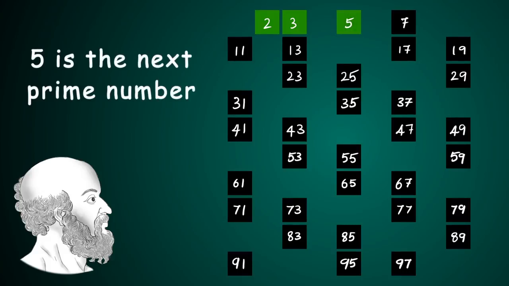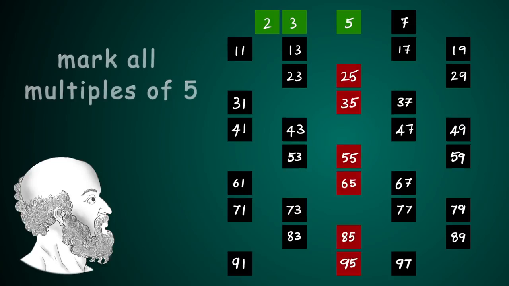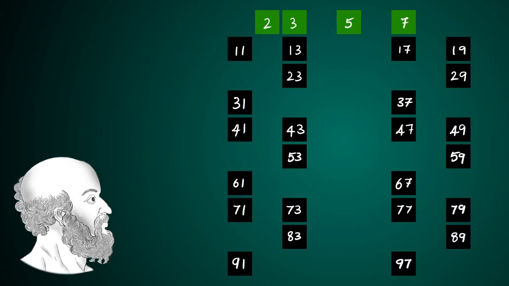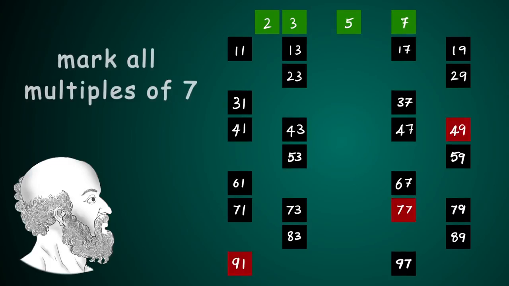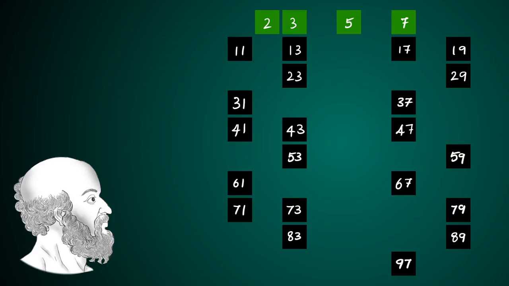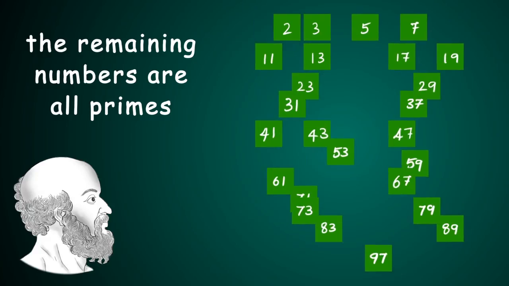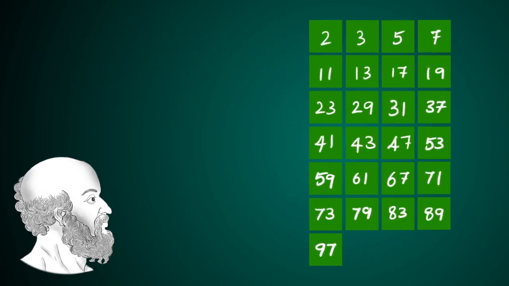The next number is 5. We repeat the procedure. We highlight 5, identify all multiples of 5, and then delete them. Similarly, the next one turns out to be 7. Highlight 7, identify multiples of 7, and then delete them. If we carry on in this way, we find that all remaining numbers turn out to be prime numbers less than or equal to 100.